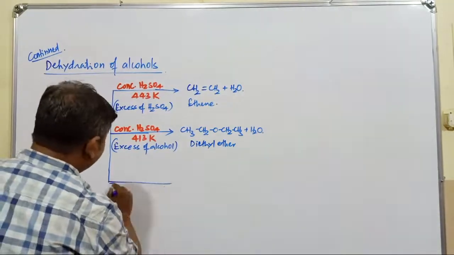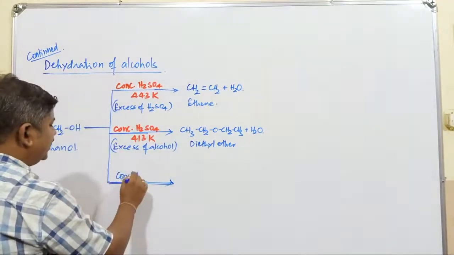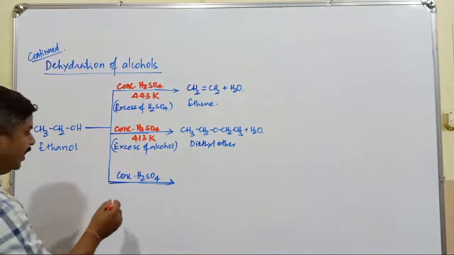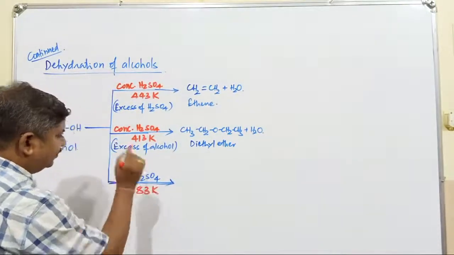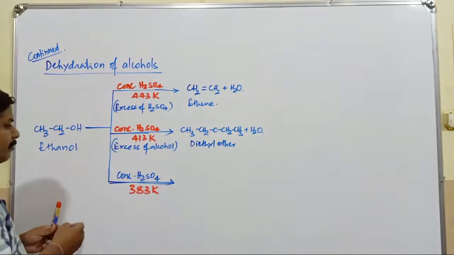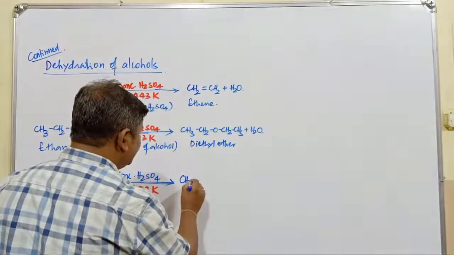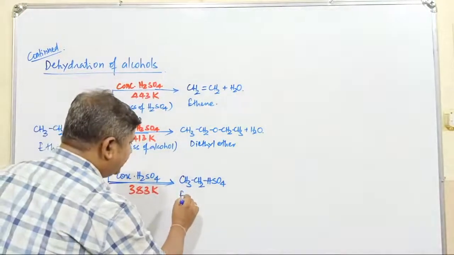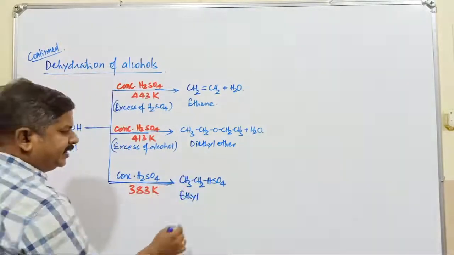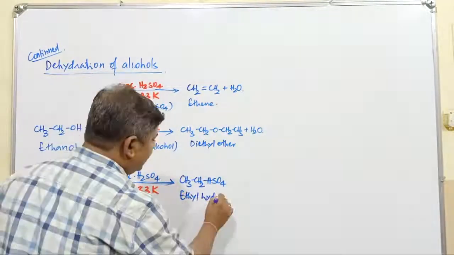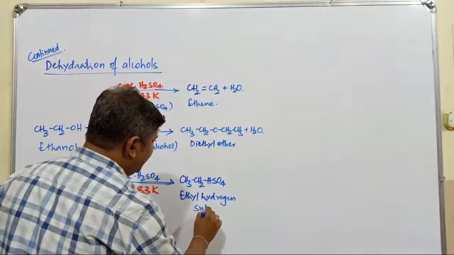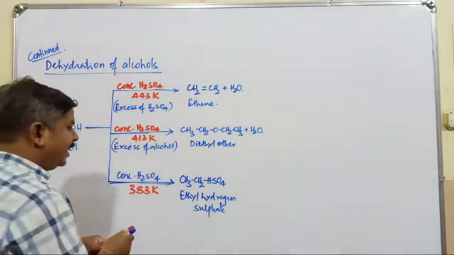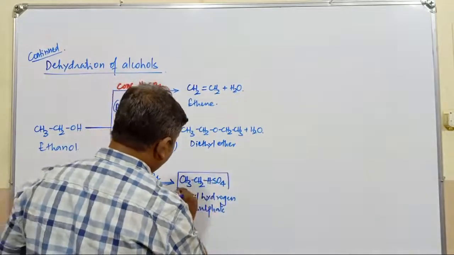Similarly, another reaction is carried out in presence of the same concentrated H2SO4, but the temperature is around 383 Kelvin. The compound produced in this reaction is CH3CH2HSO4. The first part, CH3CH2, is ethyl. What is HSO4? Hydrogen sulfate, or bisulfate. So the compound is ethyl hydrogen sulfate.